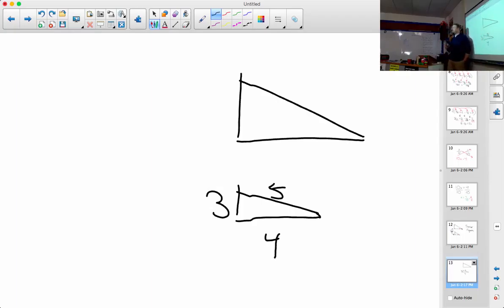Does anyone know what the hypotenuse of a triangle is? Not how tall. That's a great guess, though. There are 3 sides to a triangle. The hypotenuse is one of the special sides. It's always the what side?